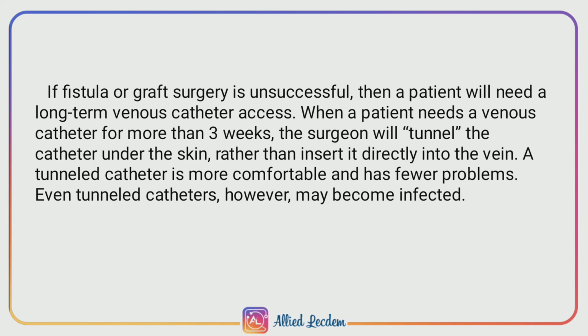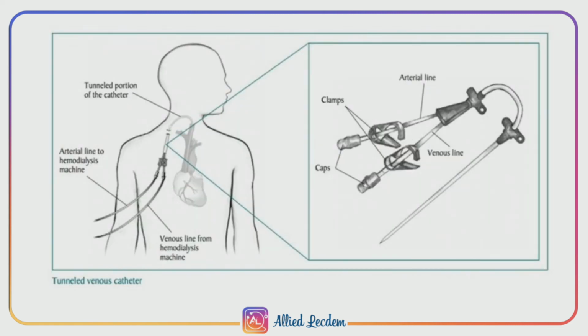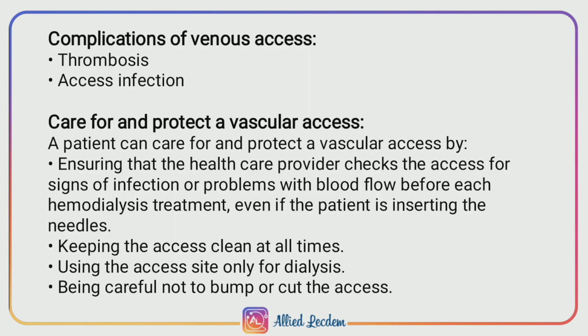When a patient needs a venous catheter for more than 3 weeks, the surgeon will tunnel the catheter under the skin rather than insert it directly into a vein. A tunneled catheter is more comfortable and has fewer problems. Even a tunneled catheter may become infected. You can see the tunneled venous catheter. The complications of venous access are thrombosis and access infection.